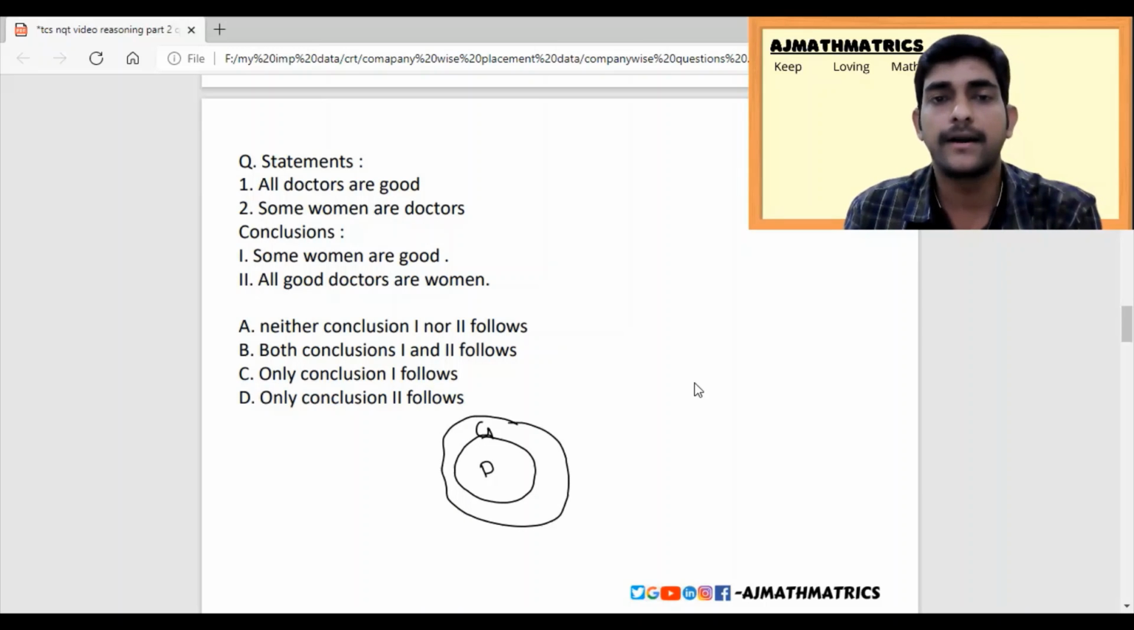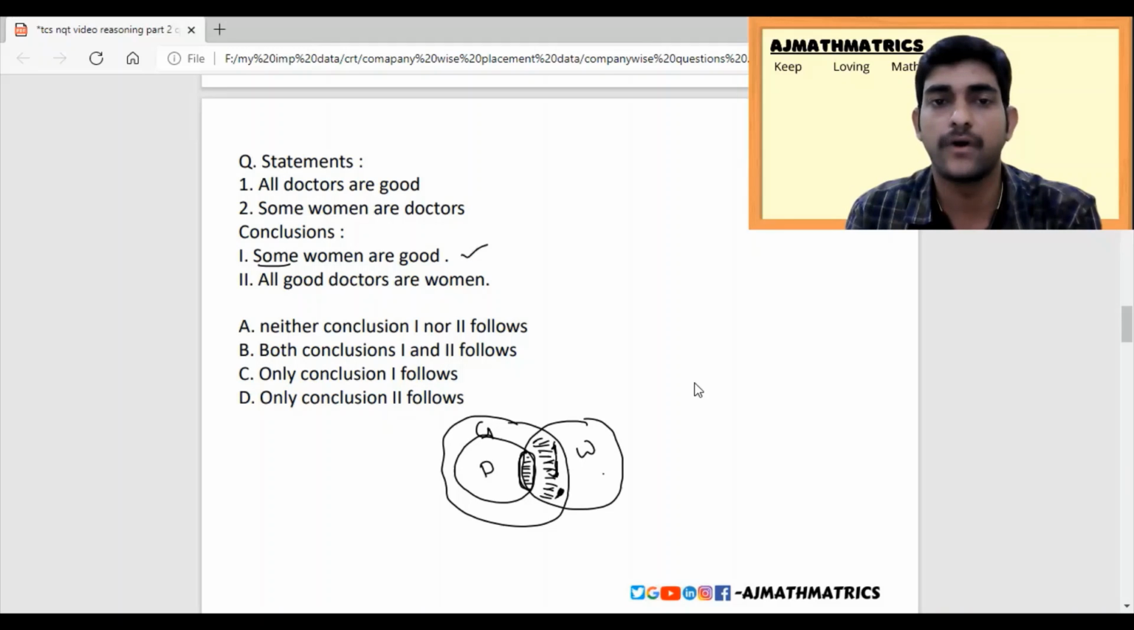Next, some women are doctors. Some women are doctors is the same as some doctors are women. So I can take it like this. Some doctors are women. So automatically this region says some doctors are women. Now what about this region? It says some good people are women. So this region represents some good doctors are women, and this region represents some good men are women, and this is something else. And the conclusion is some women are good. Yes, this region represents some women are good.